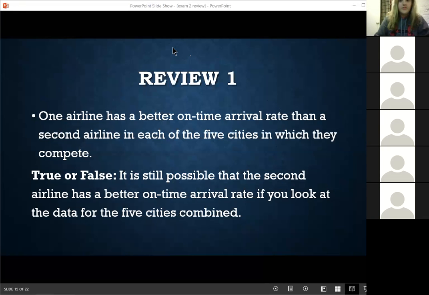Okay, good job, guys. Absolutely. So our answer here is going to be true, because basically if this were to happen, that means that it would be an example of Simpson's paradox.